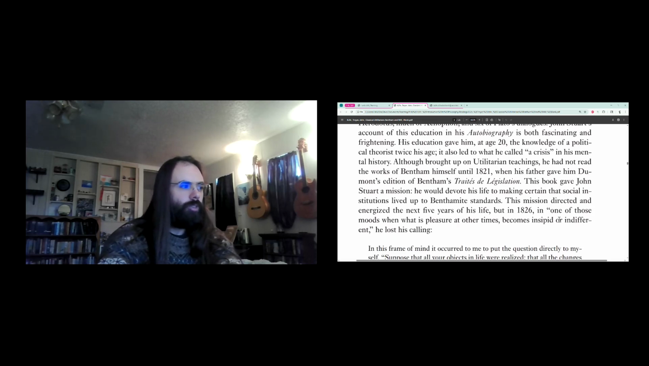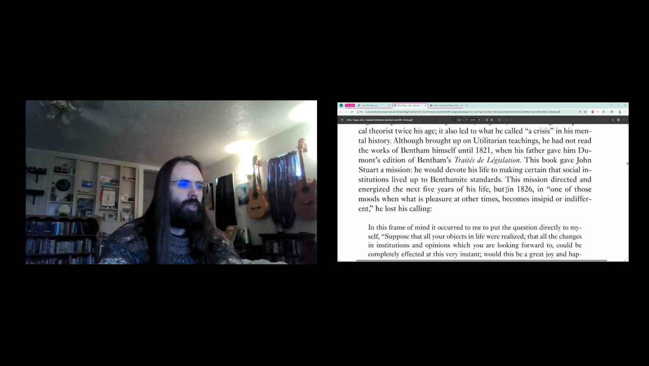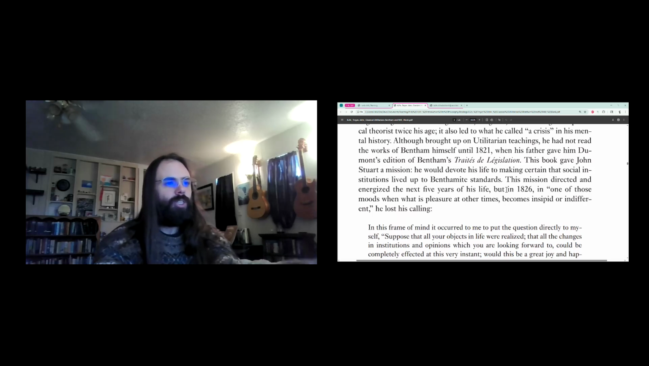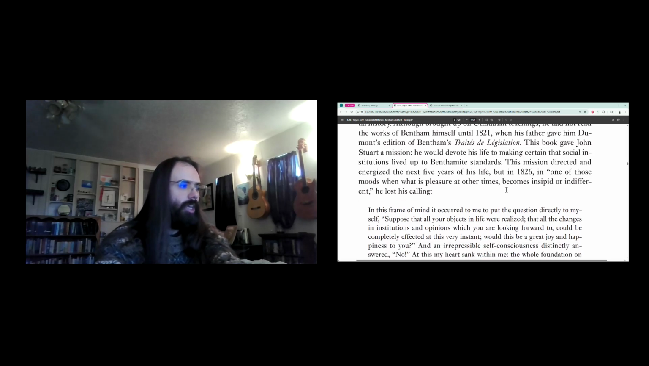This book gave John Stuart a mission. He would devote his life to making certain that social institutions lived up to Benthamite standards. This mission directed and energized the next 5 years of his life. But in 1826, in one of those moods when what is pleasure at other times becomes insipid or indifferent, he lost his calling.